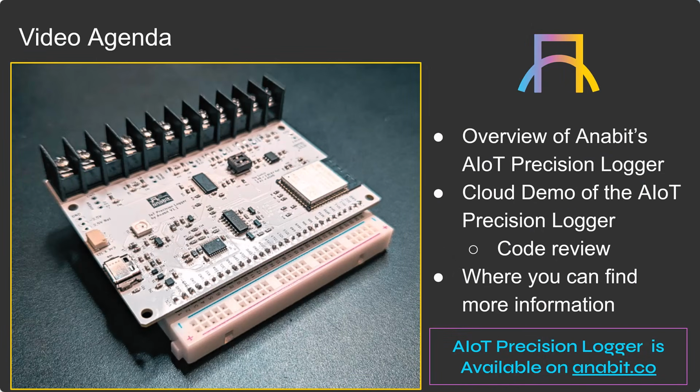So here's what I plan to cover in this video. We're going to first do an overview of the different features and capabilities of the AIoT Precision Logger and what makes it such a high accuracy, high resolution measurement platform. Then we're going to look at a demo of it in action, an IoT demo. So we're going to use Wi-Fi to connect it to the cloud. We're going to use Arduino's cloud platform, and we're going to send precision measurement data to the cloud and view it on our browser. Then we're also going to look at the code I put together to do that. And of course, all that material or code will be available for download. And then from there, I'll just provide a quick overview of where you can find more information on the AIoT Precision Logger.